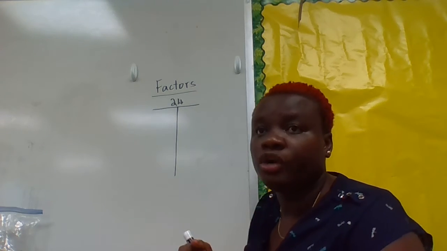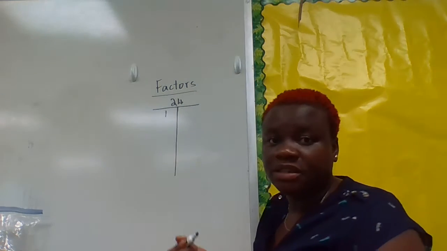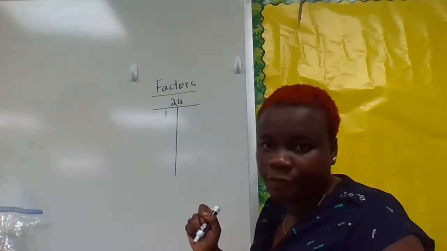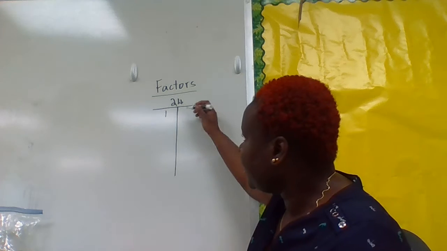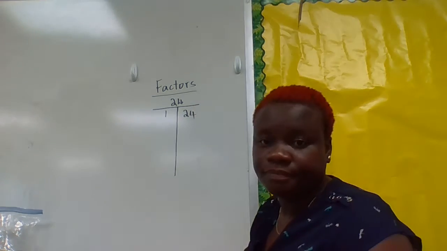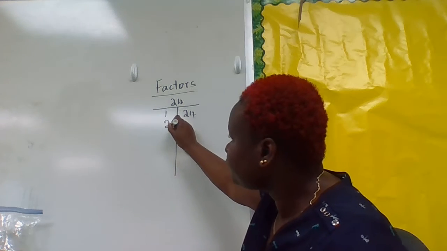So I'm going to start with the number 1. And I'm going to write it on this side of my T chart. How many times can I get 1 out of 24? 24 times. Then I'm going to write my 24 over on that side. Then I'm going to go with the next number, 2.